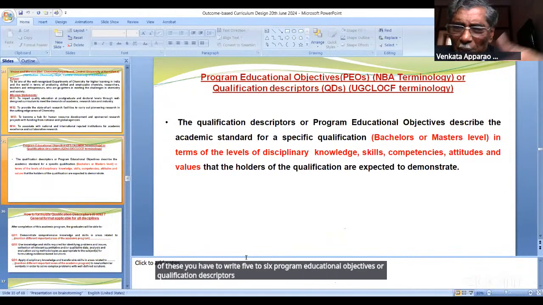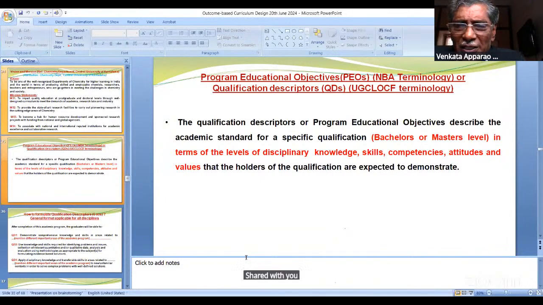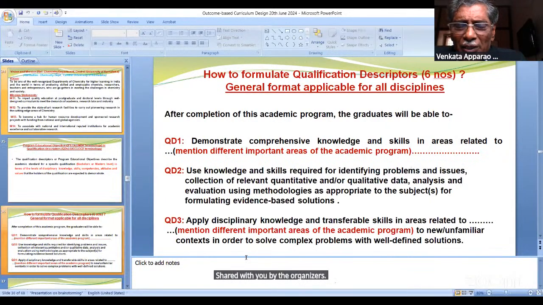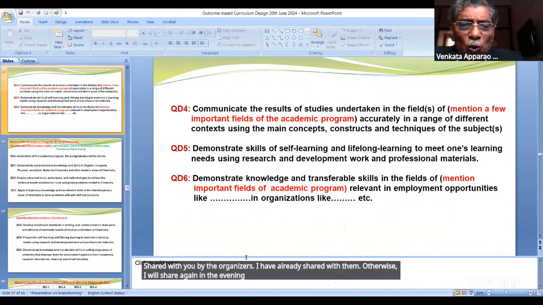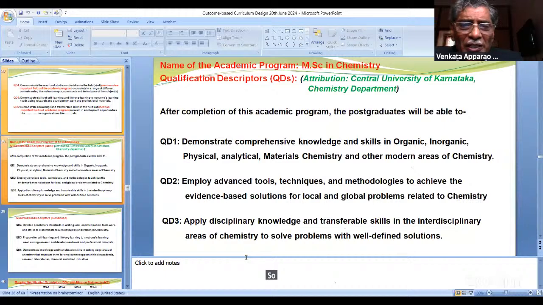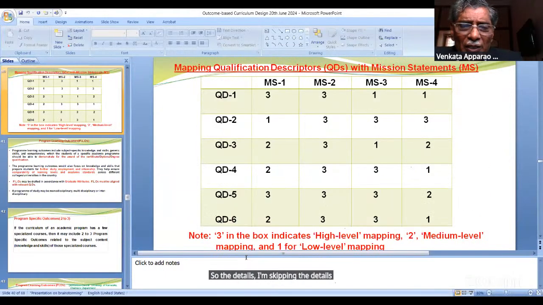So this PPT will be shared with you by the organizers. I have already shared it with them. Otherwise, I will share it again in the evening. I am skipping the details, only concepts I am giving.